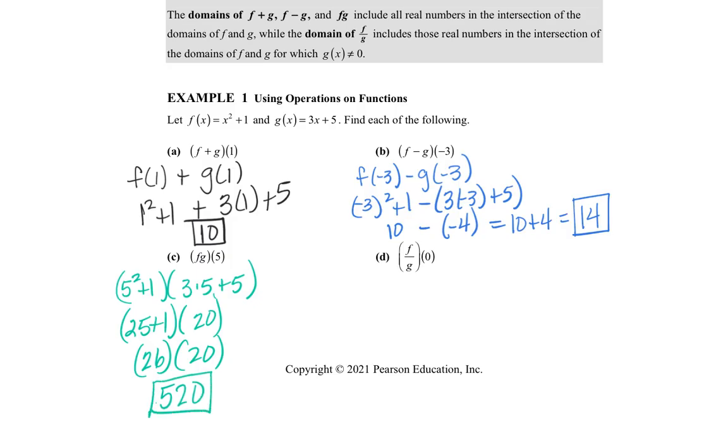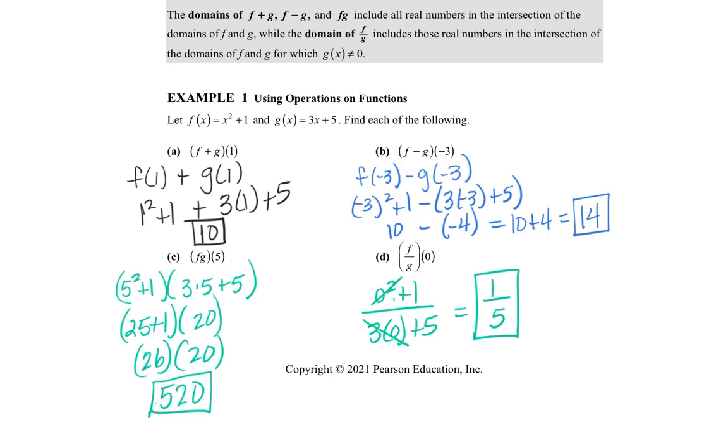And here we have 0 squared plus 1 divided by 3 times 0 plus 5. 0 squared cancels out, 3 times 0 cancels out, and you are left with 1/5. So when they're asking you to add, subtract, multiply, it's pretty straightforward.